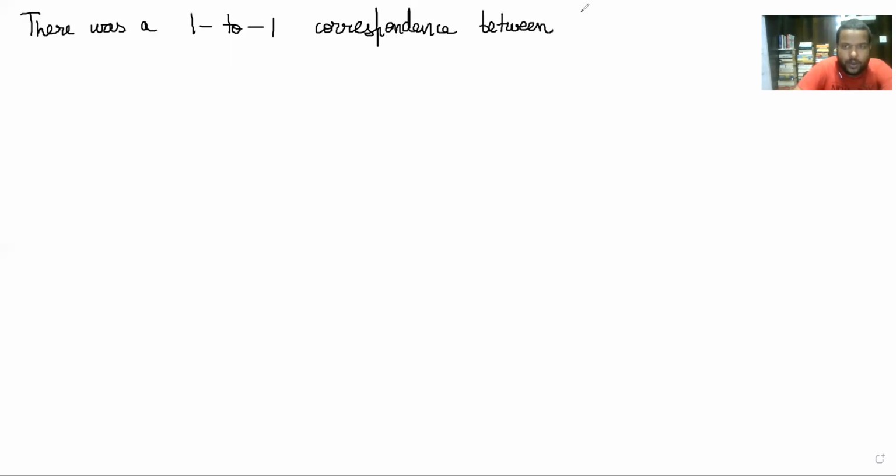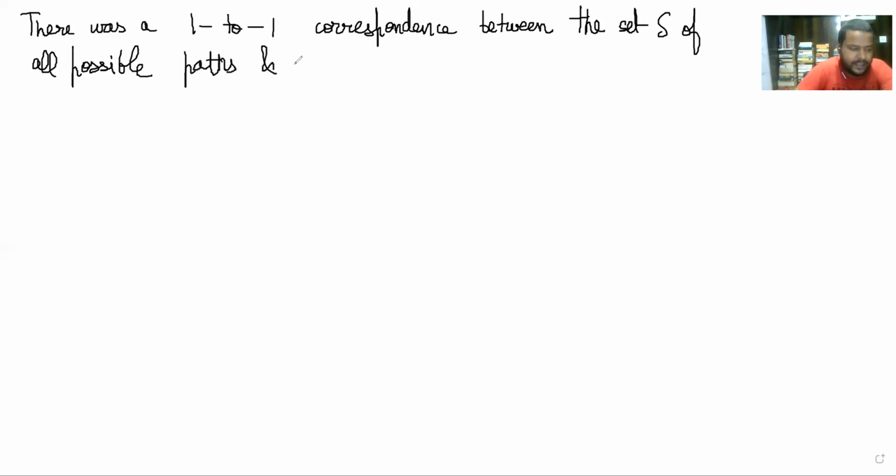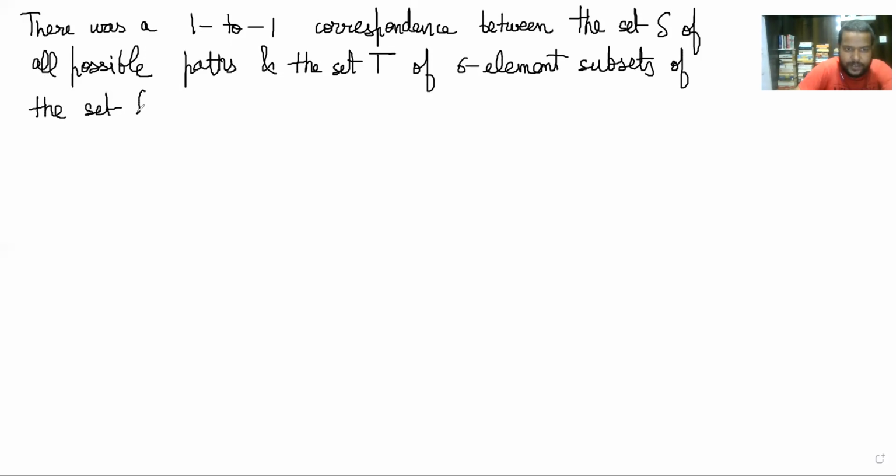between the set S of all possible paths, and the set T of 6-element subsets of the set 1 to 10. What do we mean by a 1-to-1 correspondence, right?